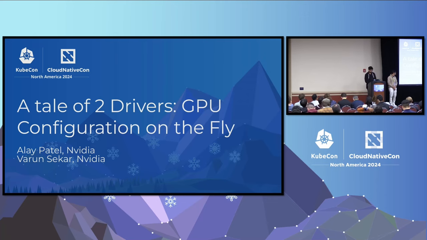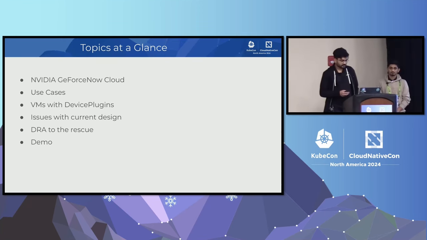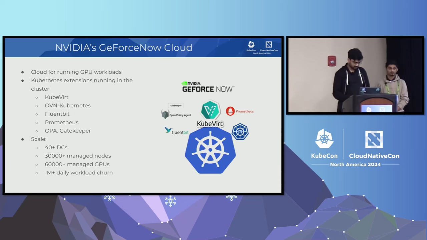So let's get started. In our talk, we're going to talk about what GeForce Now cloud is, what the use cases are that we're trying to solve for it, how we run GPU workloads with device plugins, what problems we see with it, and then how DRA solves a lot of our issues. And then we'll end our talk with a demo, and we'll have some Q&A after that.